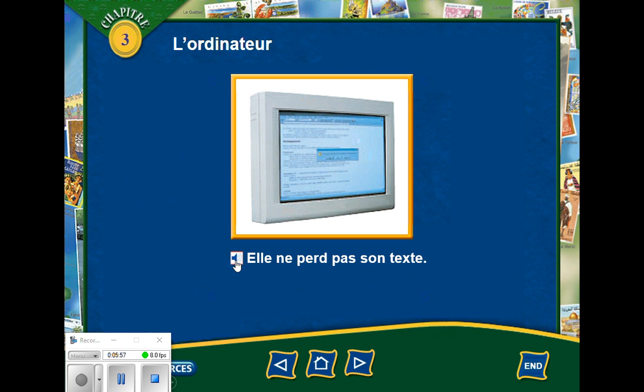Elle ne perd pas son texte. This is perdre. It's a regular RE verb. She does not lose her text. Elle le sauvegarde. This looks like the word safeguard, right? Safeguard. It means to keep. Now, garder, G-A-R-D-E-R, that's a regular ER verb. That means to keep. Sauvegarder means to safeguard. This le is a pronoun. Can you guess what it's taking the place of? This le here is taking the place of son texte. She saves it.